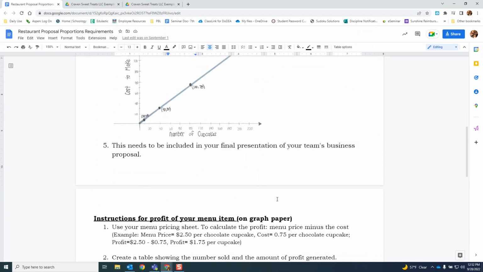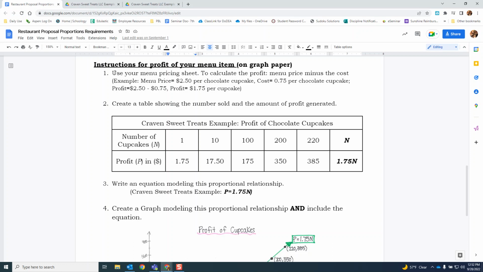All right. Now, for your profit, you need your menu pricing sheet. To calculate the profit, which means how much money we're actually making off of our items that we're selling, you take that menu price minus the cost, so the raw food cost. For example, my menu price is $2.50 per cupcake. The cost was 75 cents per cupcake. So for my profit, I take $2.50 minus 75 cents. In total, I am profiting $1.75 per cupcake. So that's my unit rate for profit. Every time I sell one, I am making $1.75.